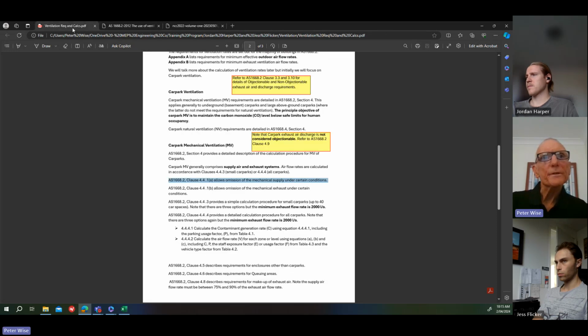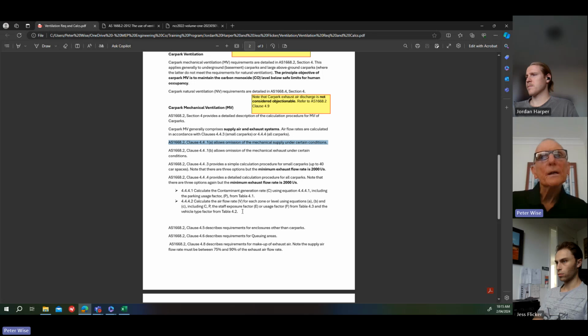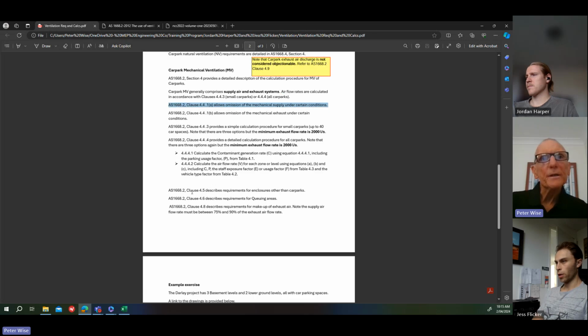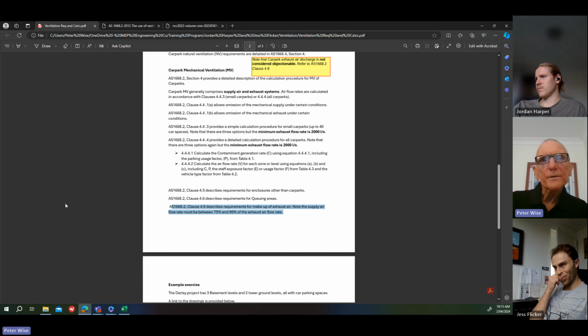I'll just quickly mention a couple of other things. So I've been through what I've just talked about there. Clause 4.5 describes requirements for enclosures other than car parks. We won't spend much time on that, but we'll have a look at it. 4.6 describes requirements for queuing areas. And 4.8 describes requirements for makeup of exhaust air. And this is important. The supply air flow rate must be between 75% and 90% of the exhaust air flow rate. So we're calculating the exhaust air flow rate by using the equations I just talked about.